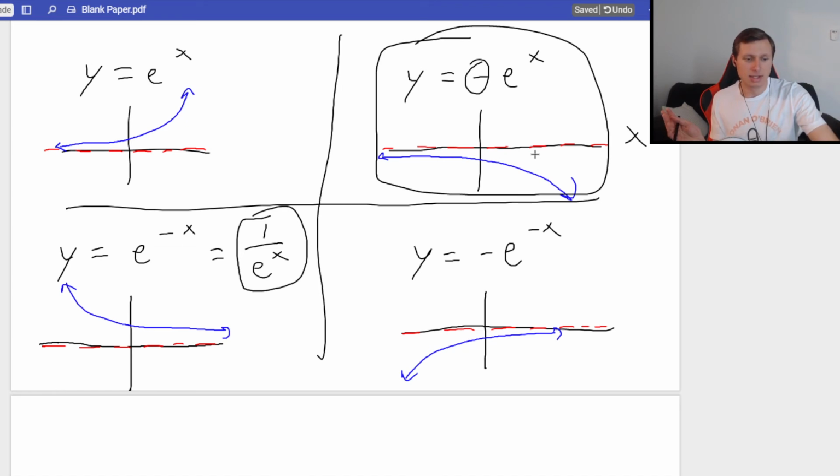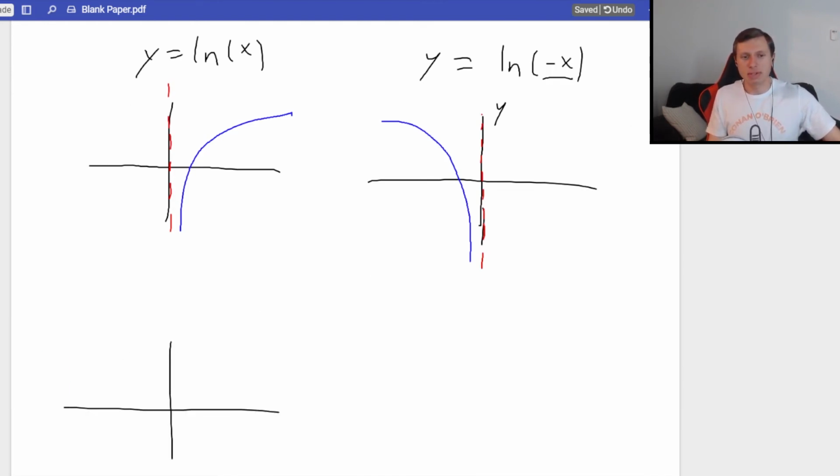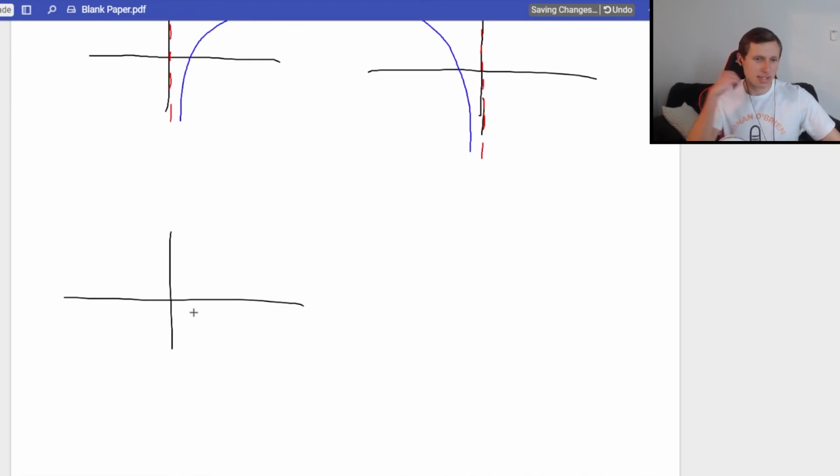So you flip across the y-axis when you change the x value. Yes. And again, it's confusing. I know it's confusing. I would honestly just recommend memorizing it. Here's the next one. Remember what we said about the y-axis and the x-axis flip. If I flip along the x-axis, then it's going to be a change in the y value. If I flip along the y-axis, it's a change in the x value.